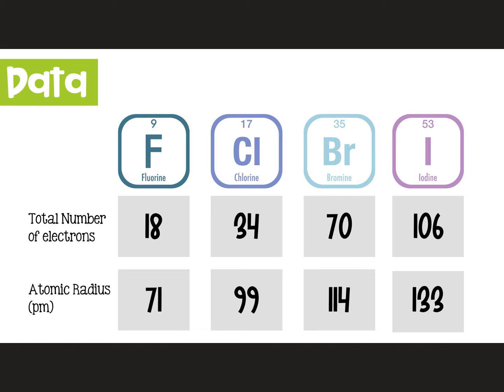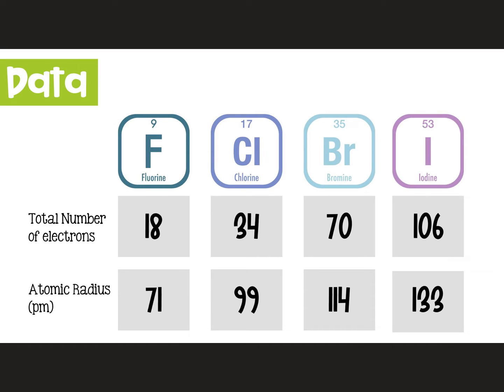Well, fluorine has a total of 18 electrons and an atomic radius of 71 picometers, which is a really tiny measurement. Chlorine has a total number of 34 electrons, and its atomic radius is 99 picometers. Bromine has 70 electrons total and an atomic radius of 114 picometers, and iodine has a total of 106 electrons and an atomic radius of 133 picometers.